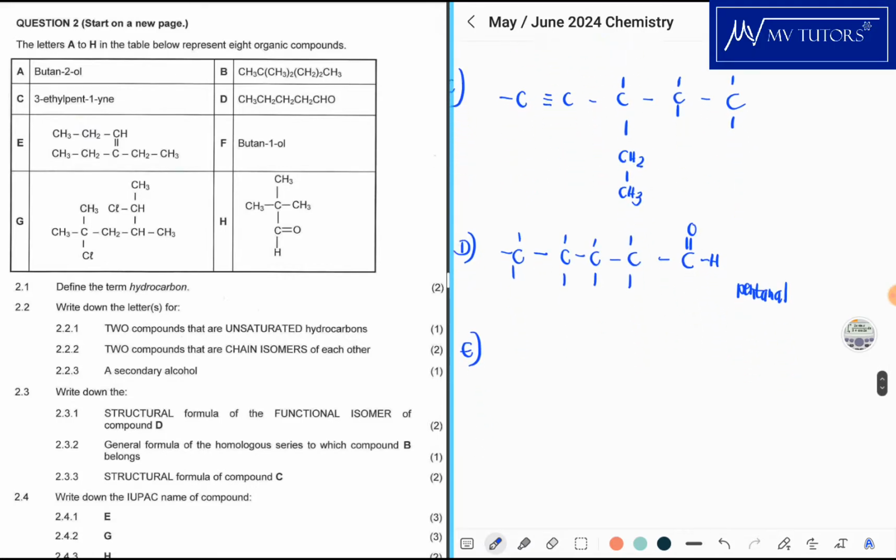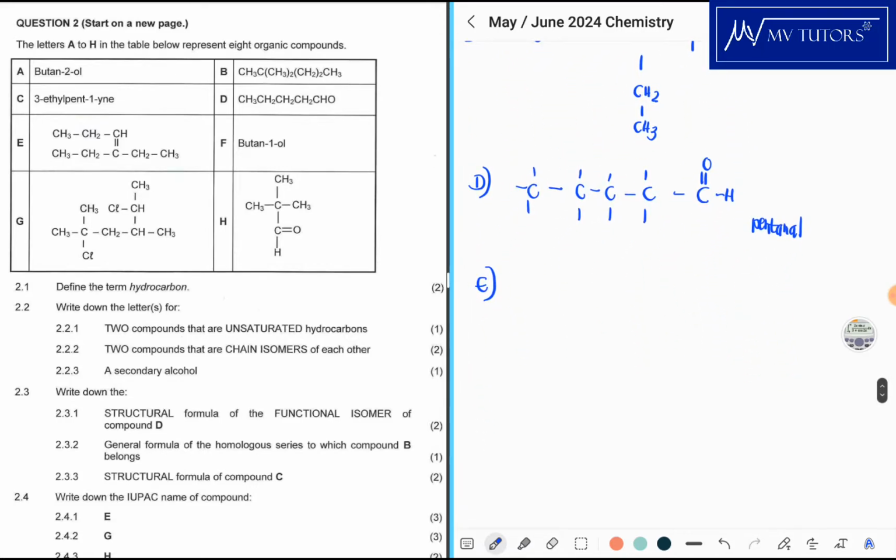E. Which one is the longest chain? 1, 2, 3, 4, 5, 6. Or 1, 2, 3, 4, 5. So the longest chain is 6 carbons. Okay, CH3, CH2, CH, and a double bond to C, and then CH2, and then CH3. And the C after the double bond also has an ethyl group.